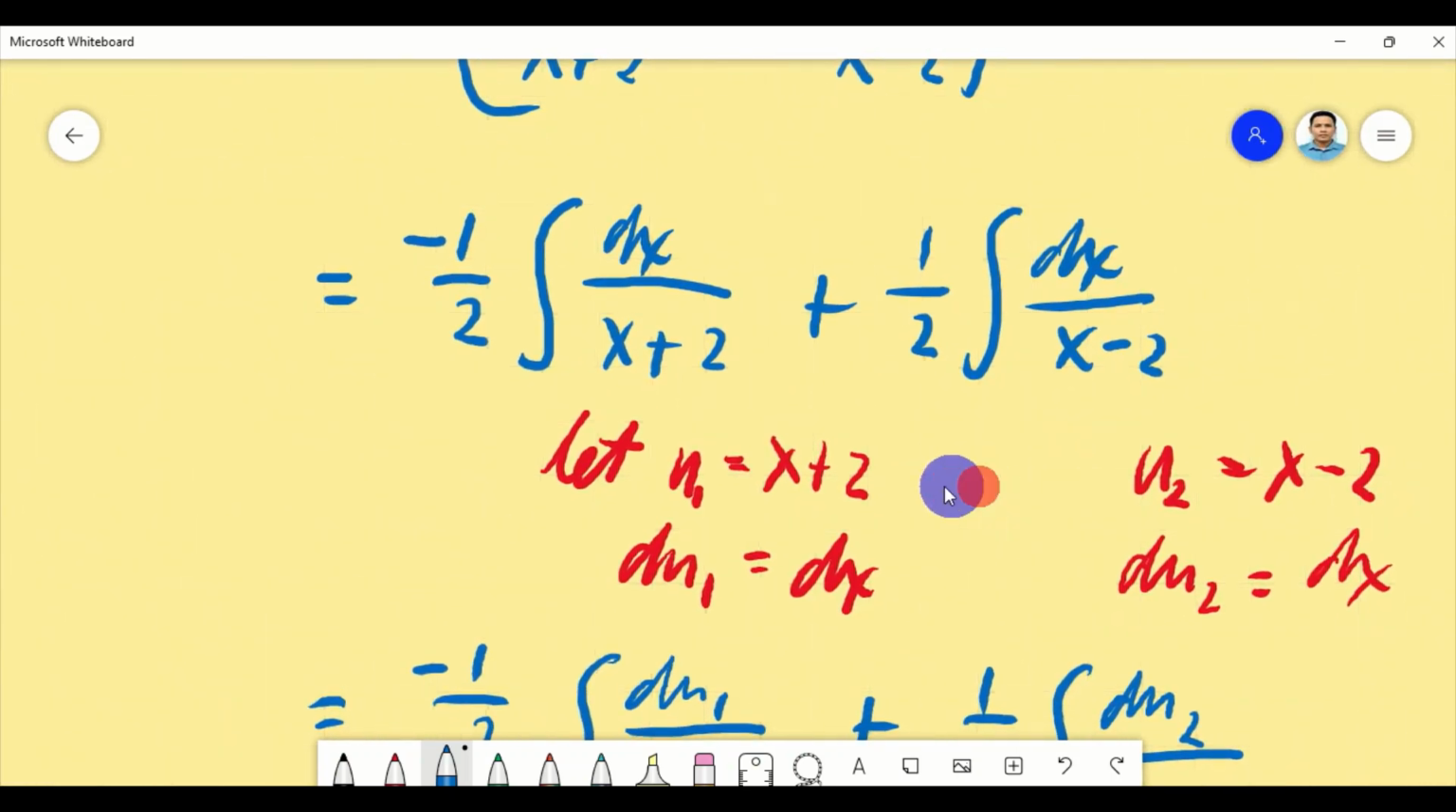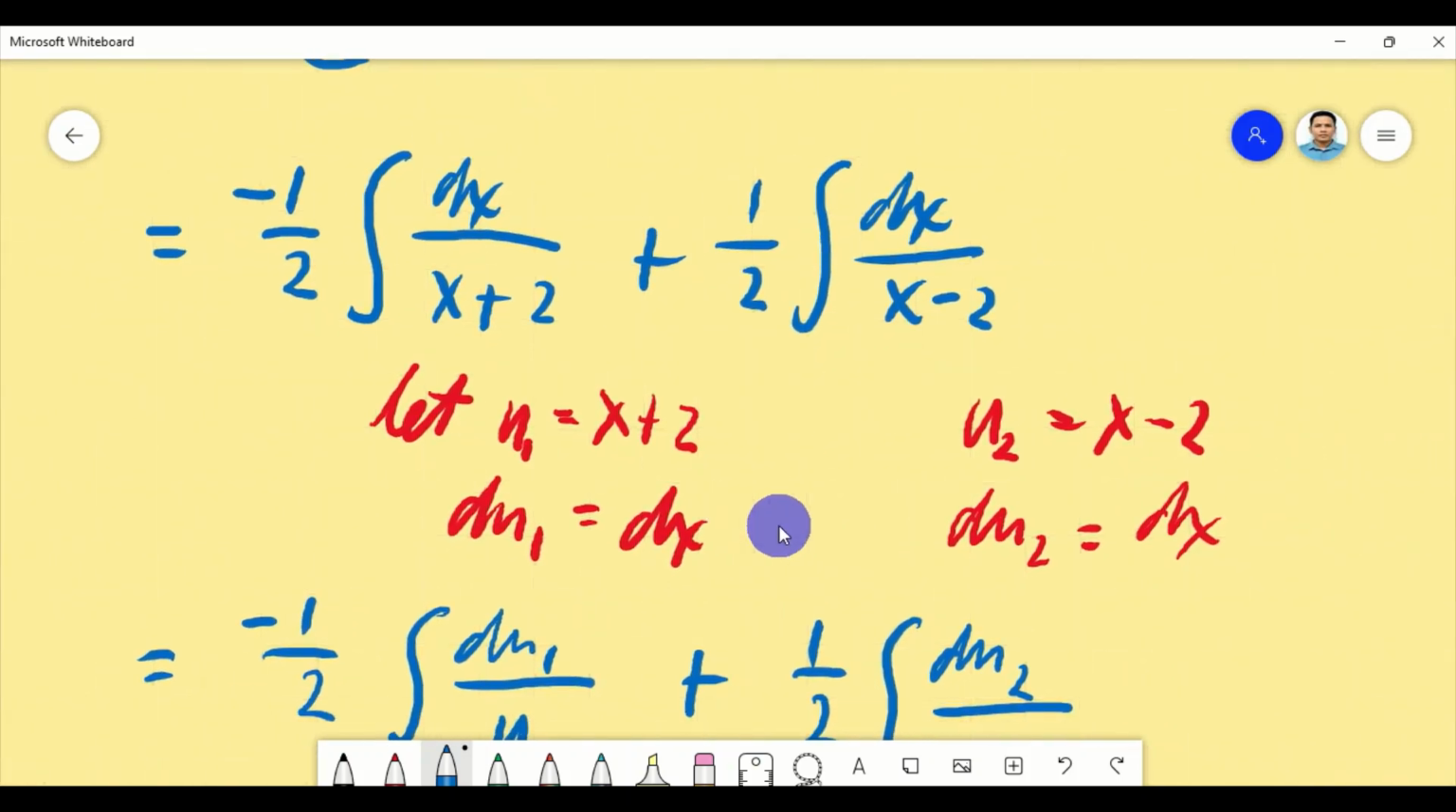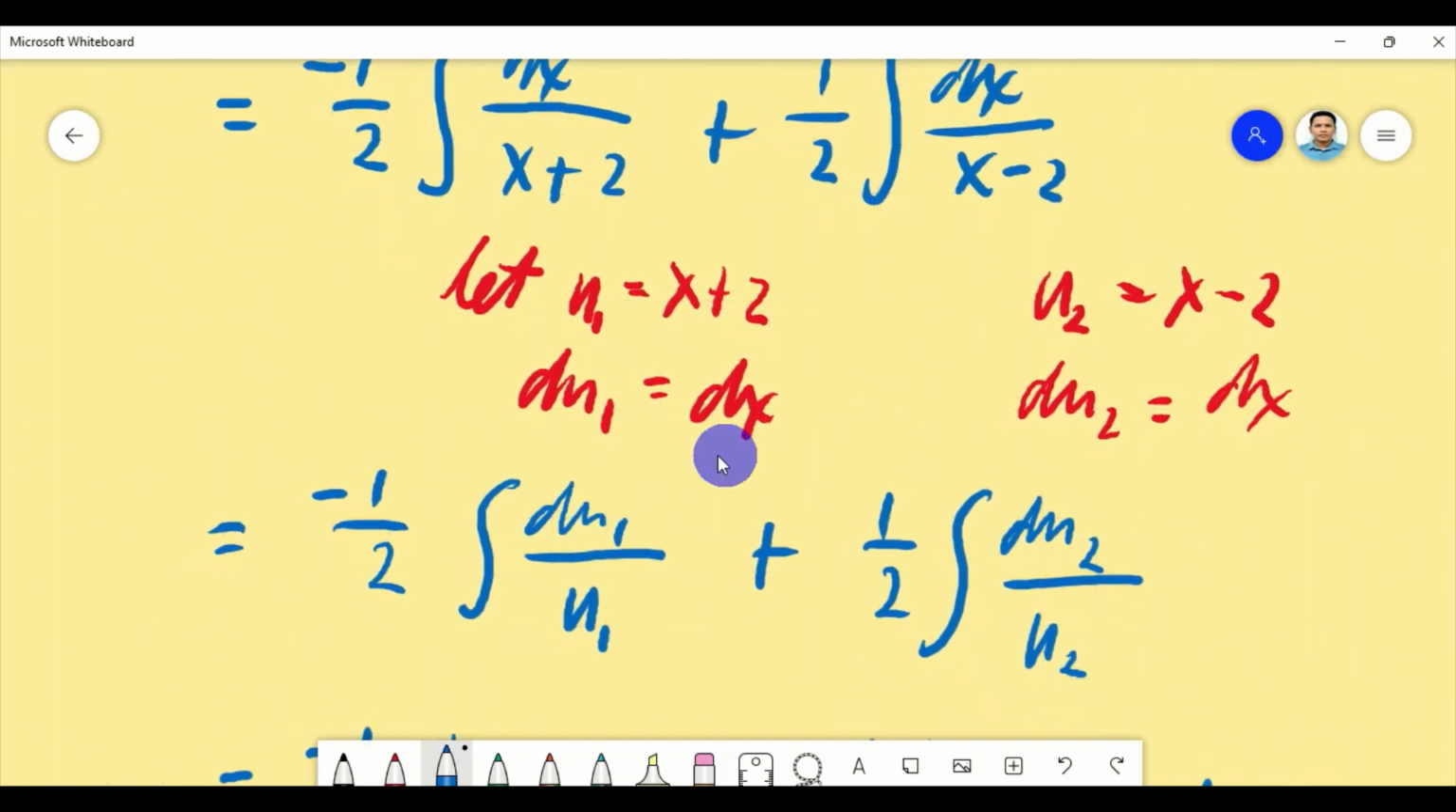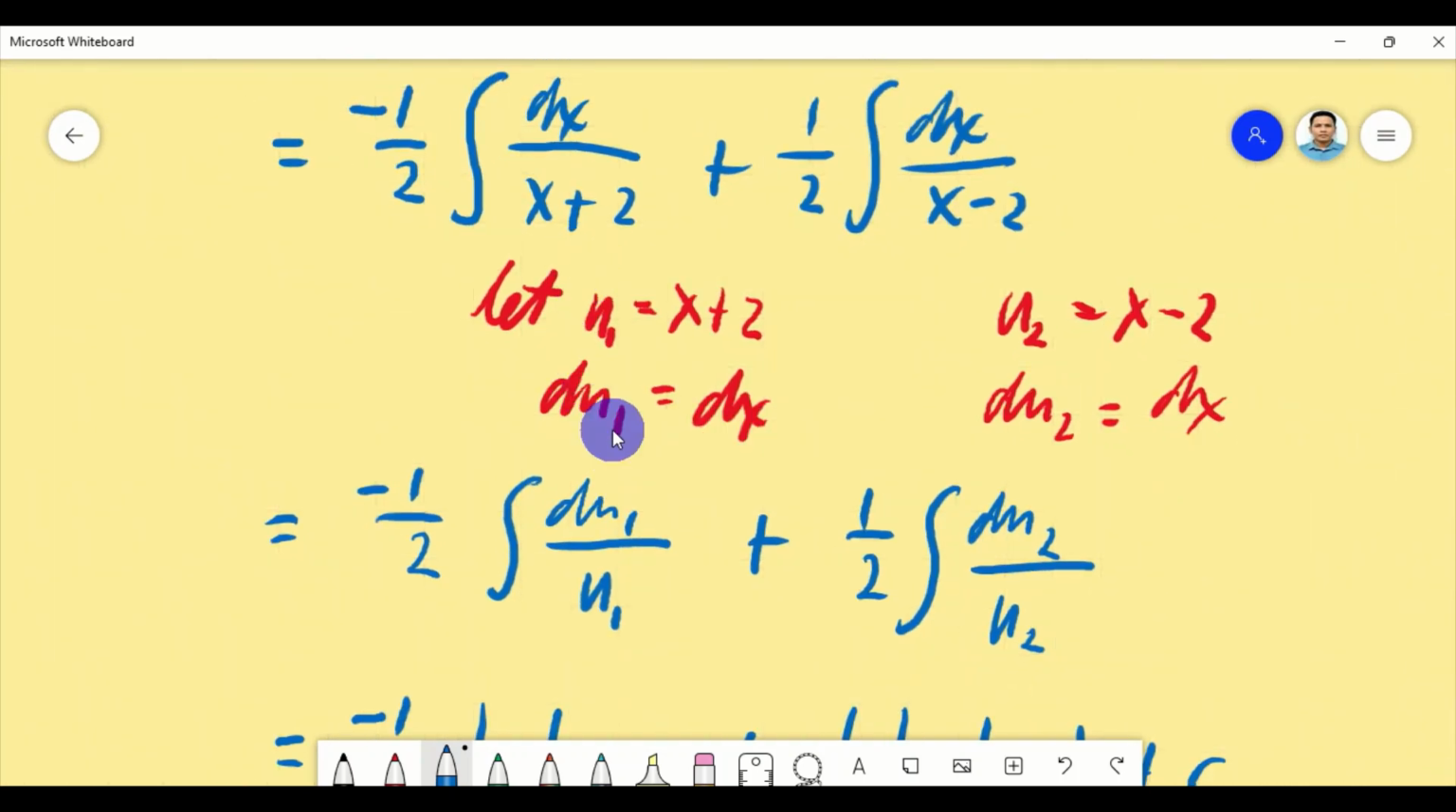You learned earlier that in getting the integral of expressions in this form, you need to apply substitution. So you let u sub 1 be equal to x plus 2, and then you get the derivative of u sub 1. We'll be using two variables here, u sub 1 and u sub 2. So du sub 1 is equal to dx. And on the other side, you'll be using u sub 2 and equate that to x minus 2. So du sub 2 is equal to dx.